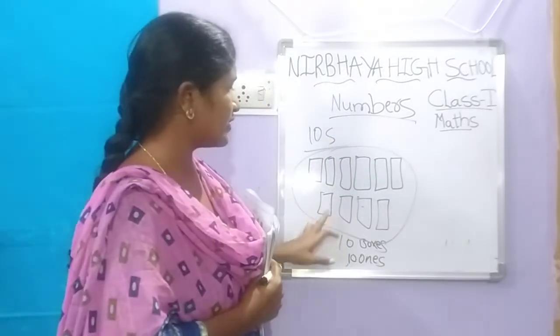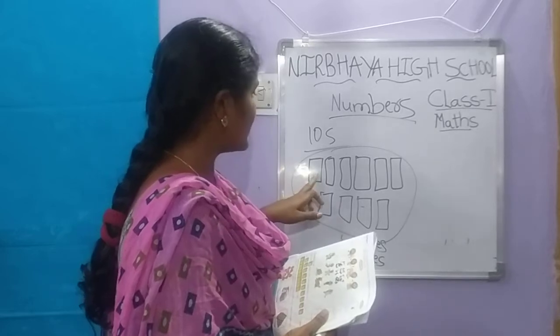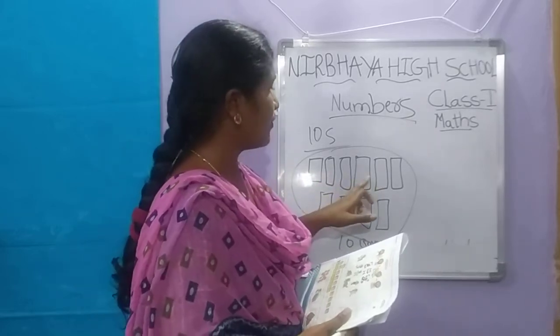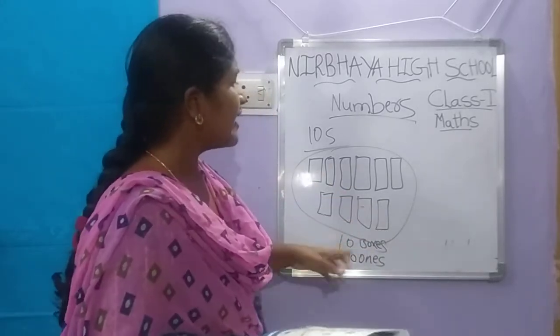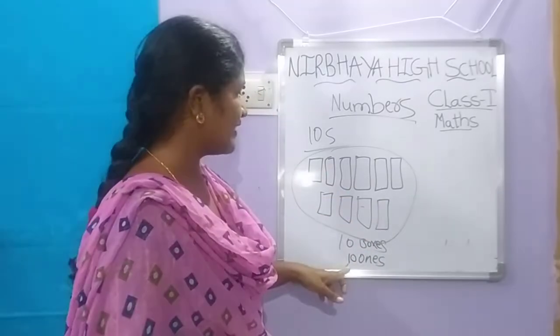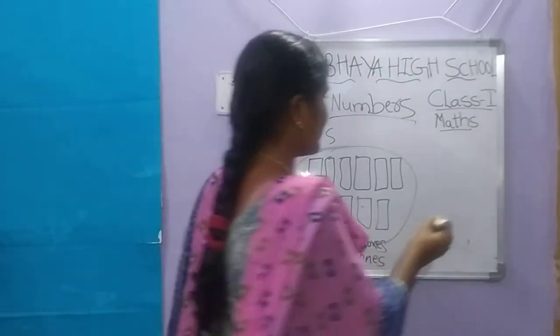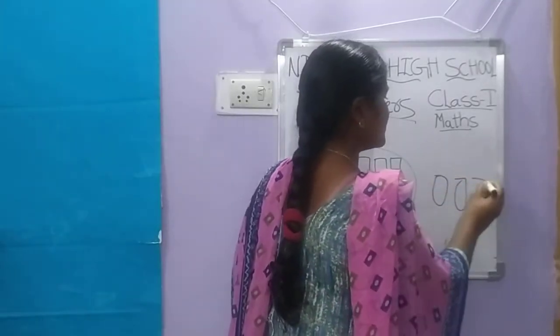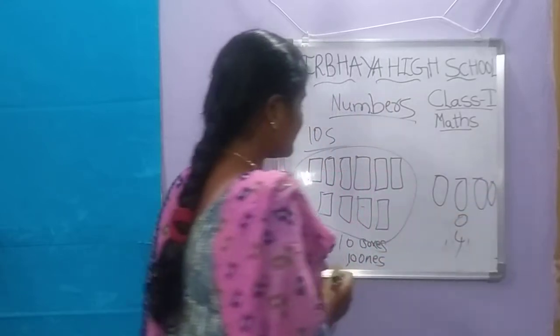These boxes into tens means there are 10 boxes here. 1, 2, 3, 4, 5, 6, 7, 8, 9, 10. So these are the 10 boxes. 10 boxes means 10 ones. Okay. Remaining 4 boxes are here. So 10 ones and 4 ones.